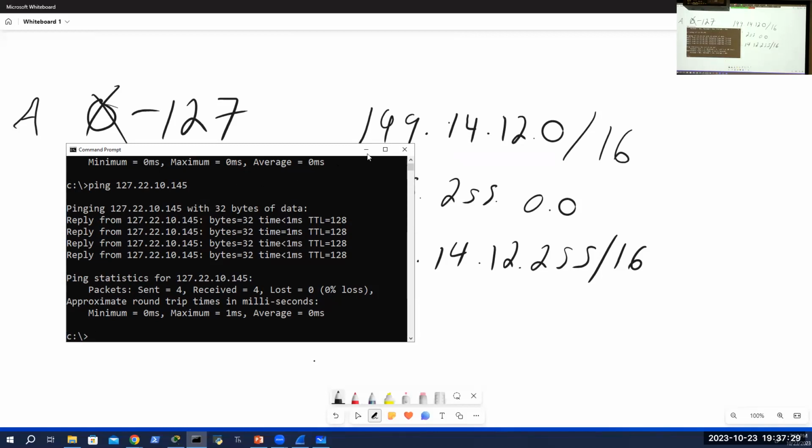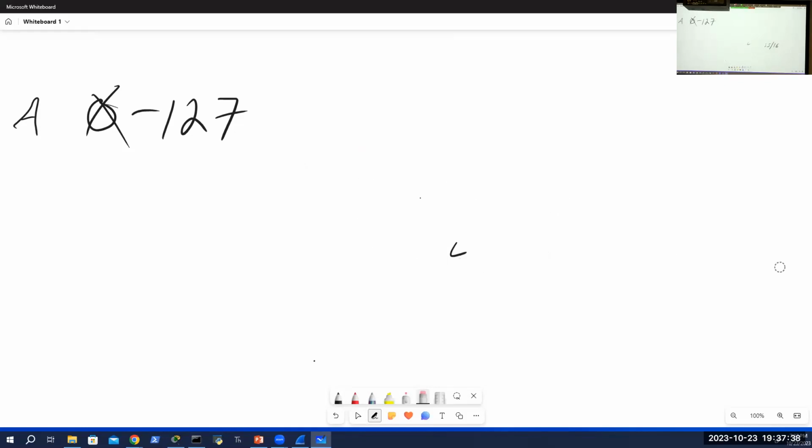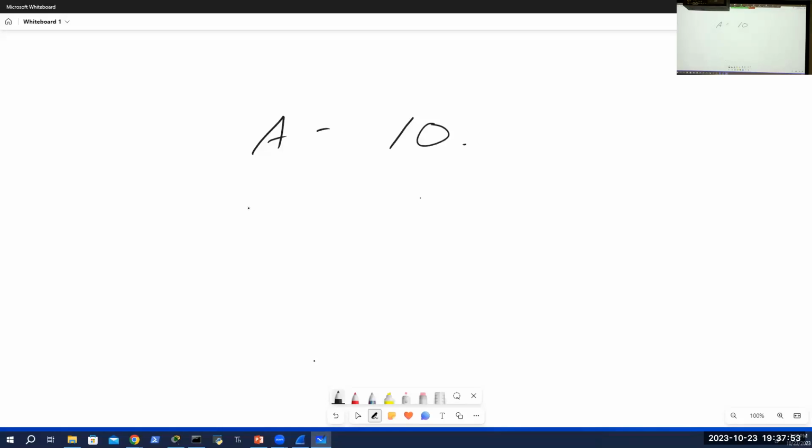Your private addresses. Do you remember your private address range? So each class has a range of private addresses, and you need to know those. What is it for A? 10.0.0.0 to 10.255.255.255. Anything that starts with 10 in the first octet is a private address.